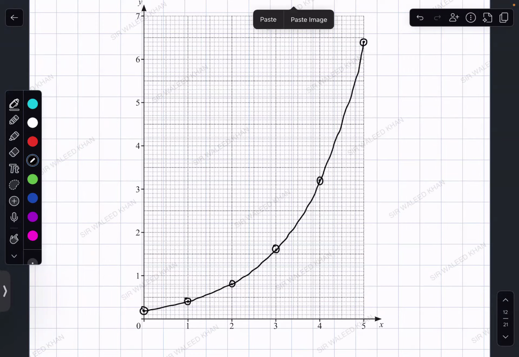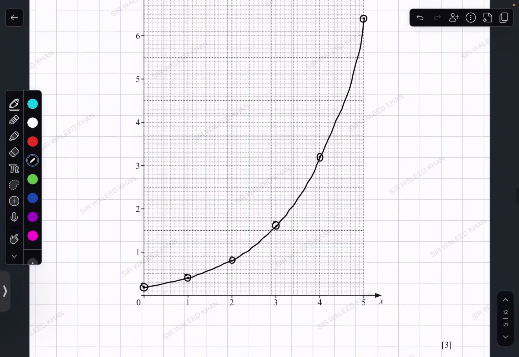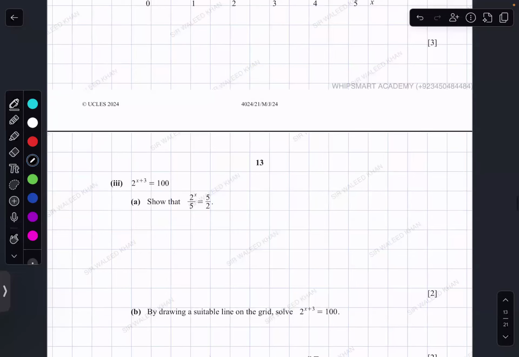I can see I can fix this region. Let's fix this. Now, what are they asking? Third part is saying 2 power x plus 3 is equal to 5. So that 2 power x is equal to 5 by 2.